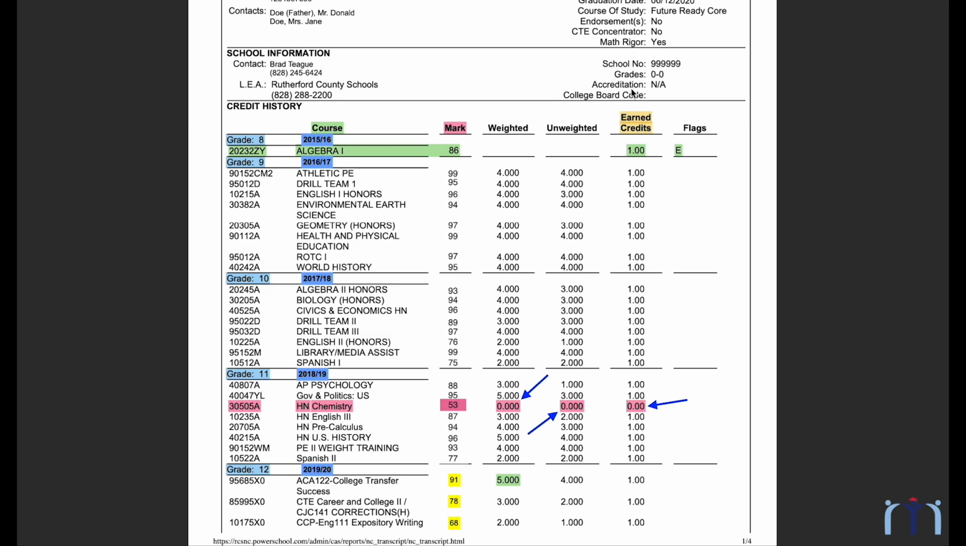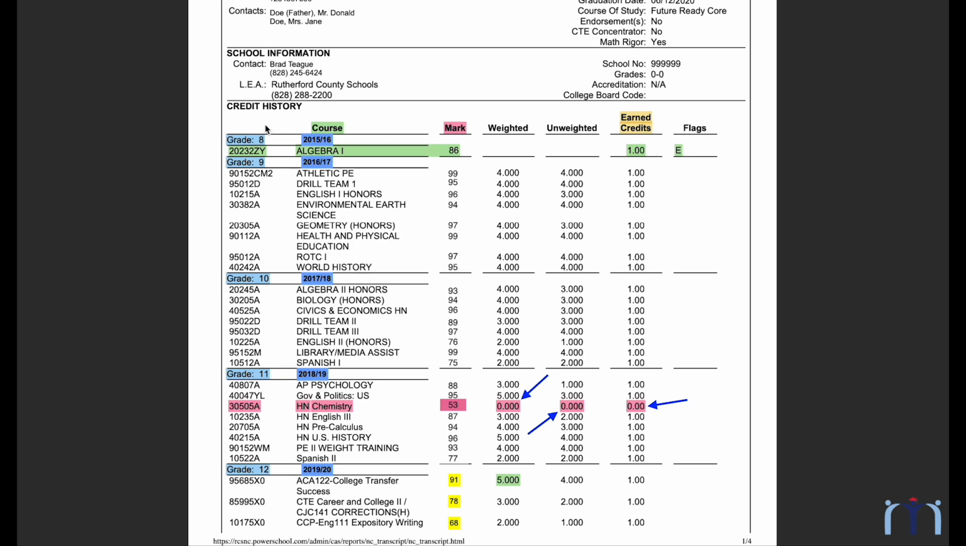The next column you have here is earned credits. The earned credits column will be, if they pass the class, they will get an earned credit of 1. If they failed the class, they will get an earned credit of 0.